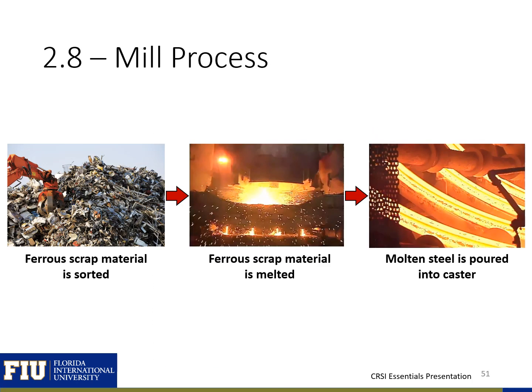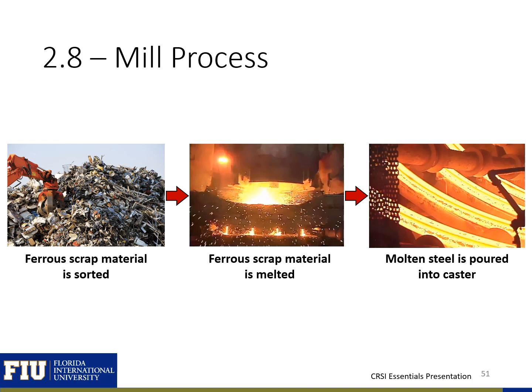In the next few slides, we're going to look at the mill process for steel. We start with ferrous scrap metal being sorted. At the mill, different types of ferrous scrap metals are sorted depending on the type of reinforcing steel being produced. The ferrous scrap material is then melted. So the scrap is then loaded into an electric arc furnace and melted in a batch known as a heat. This is the material source or harvest location for LEED sustainability credit considerations.